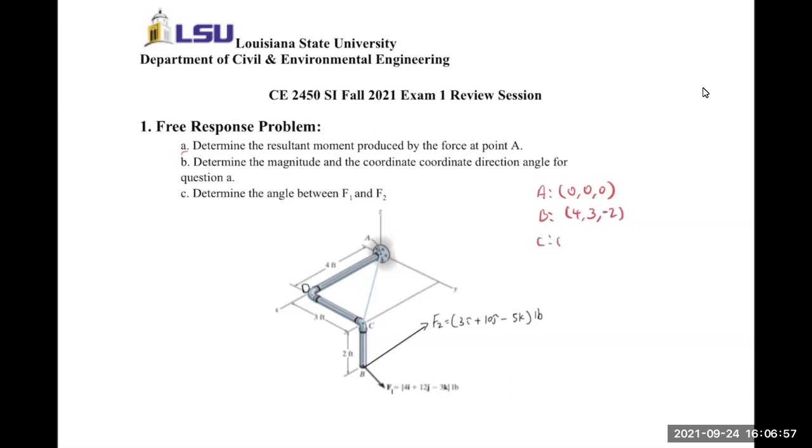Then for C, C is 4 feet in the x direction, 3 feet in the positive y direction, and it doesn't have any position in the z direction, so 0. And then we have D right here. D is also 4 feet in the x direction, and it doesn't have any in the y and z direction.